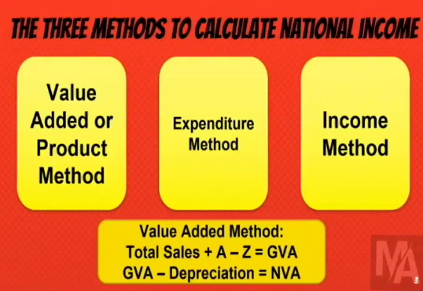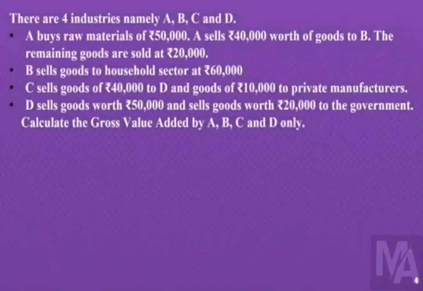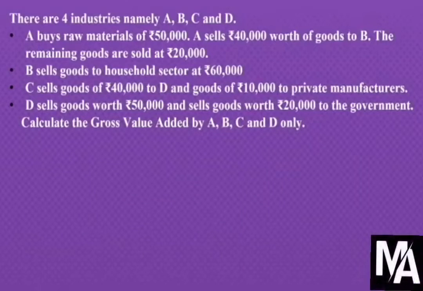We will try to learn more about the value added method by using some practical examples. So first of all, we have a small problem here. There are four industries, namely A, B, C, and D. A buys raw materials of rupees 50,000. A sells rupees 40,000 worth of goods to B. The remaining goods are sold at rupees 20,000. B sells goods to household sector at rupees 60,000. C sells goods of rupees 40,000 to D and goods of rupees 10,000 to private manufacturers. D sells goods worth rupees 50,000 and sells goods worth rupees 20,000 to the government. Calculate the gross value added by A, B, C, and D only.